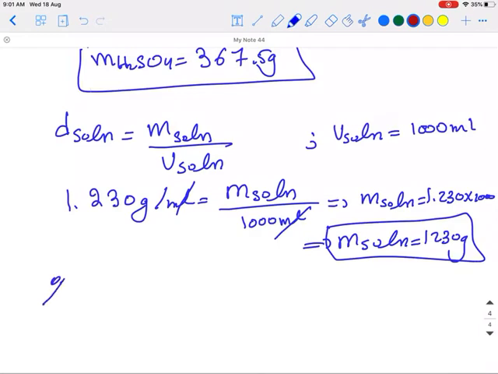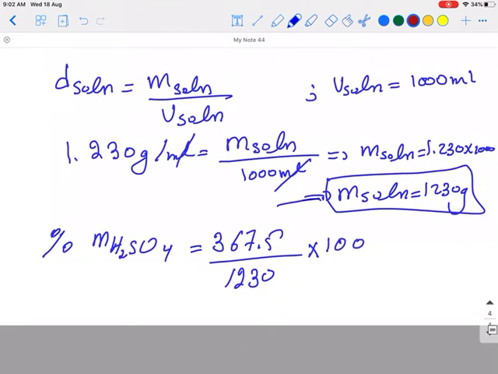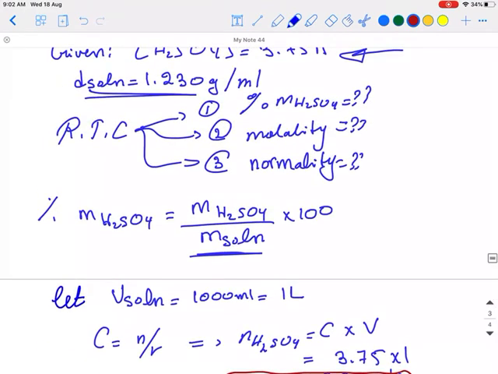Now I simply plug these values into the formula to calculate the percentage mass of sulfuric acid. It's the mass of sulfuric acid, 367.5, over the total mass of the solution, 1230, all multiplied by 100, and the answer will be 29.88%. So we are done with the first requirement.